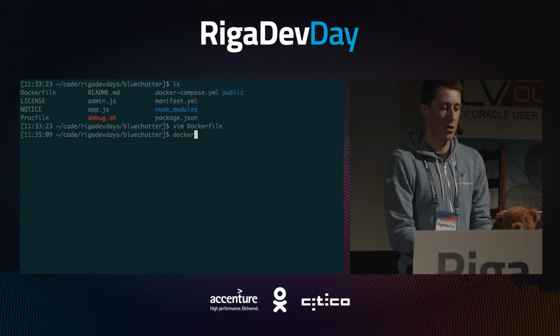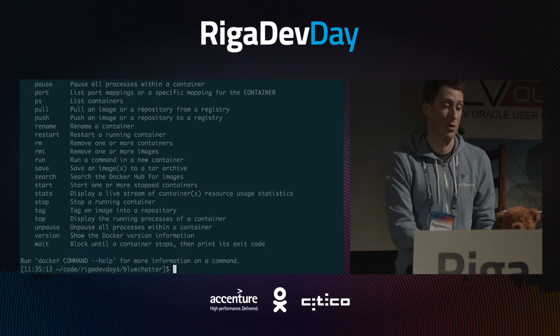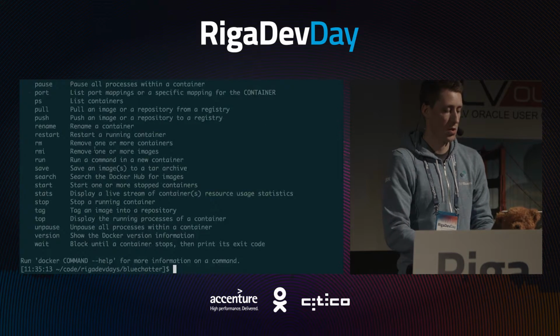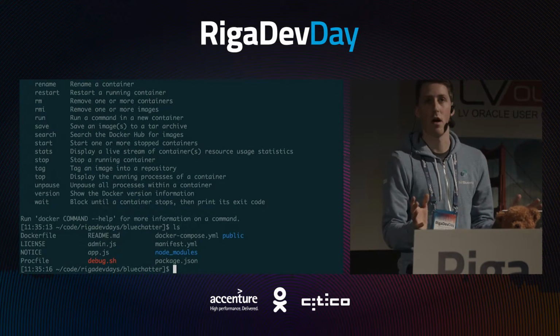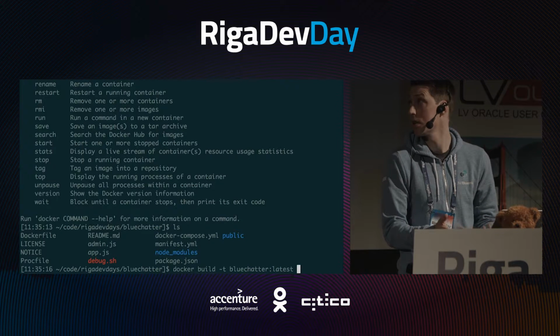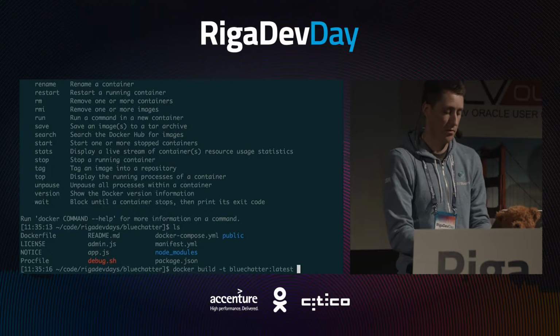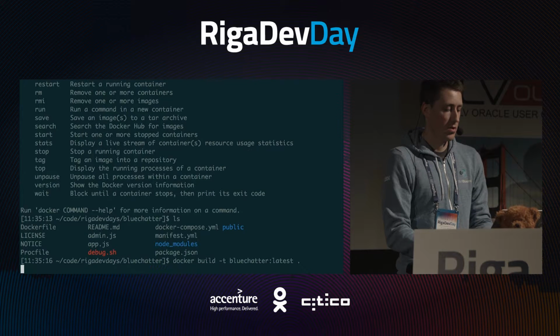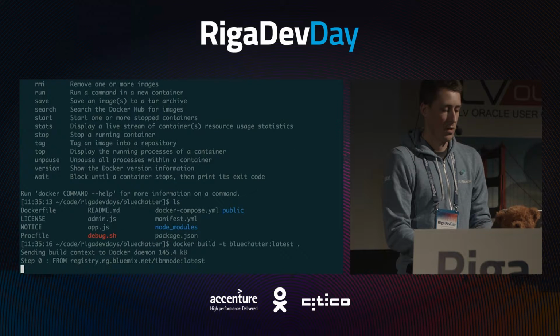Again, I've already got the Docker command line installed, right? So I have this command Docker, and there are all the commands you can talk to. But once you've defined your Dockerfile, you just need to type the command docker build. And you can give it a tag, so we're going to call it Blue Chatter Latest, and again that's around versioning, right? I can give it lots of different tags, so I can swap between different versions. I'm going to use the Docker thing from my local registry.